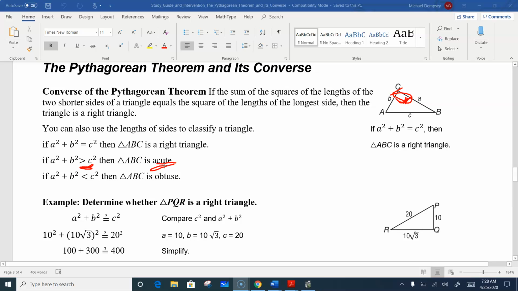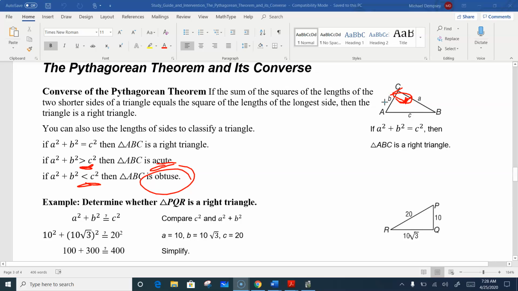Likewise, let's suppose c gets bigger. Well, if we don't change a squared or b squared, but we make c bigger, then c squared is going to be bigger than the sum of those two. And this 90-degree angle is going to have to get larger than 90, and we'd have an obtuse triangle. So that's what we're thinking about today.